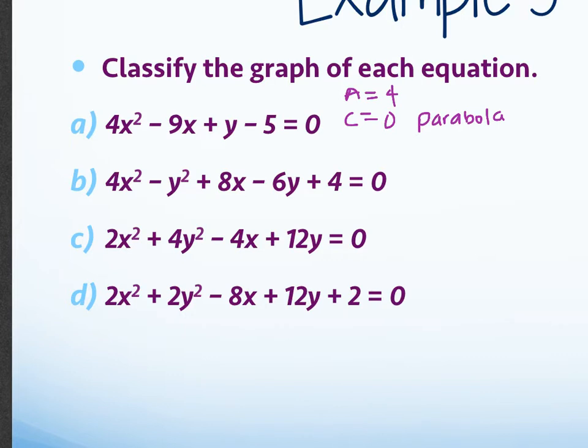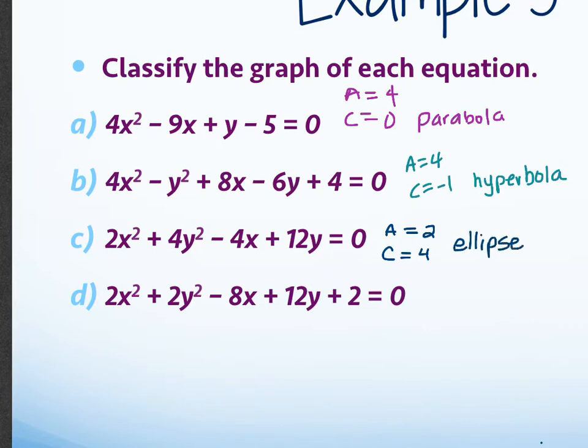Looking at B, what is A? 4. What is C? -1. So their product would be -4, right? Which makes this a hyperbola. Go to C. A would be what? 2. C is 4. That's +8, which makes this an ellipse. Good.